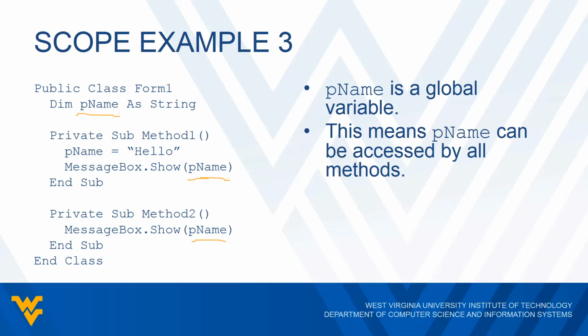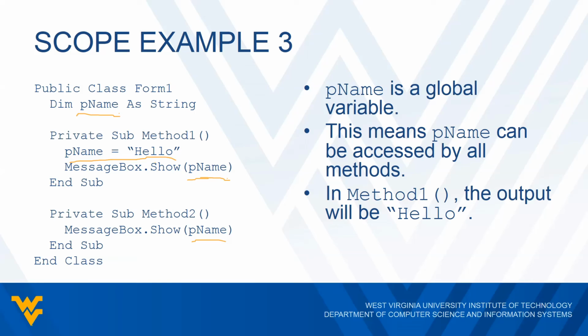Now, the question we need to ask is, what is this program going to do? Because notice that where we declare pname, we're not initializing it. It's not initialized at all. So that means by default, it's going to be null. So what's going to happen? Well, in method 1, notice that we have this line right here, where we assign the string hello to pname. So in method 1, we're going to display whatever is stored in pname, which is going to be hello. So when we run method 1, we will display hello because in that method, pname has the value hello.